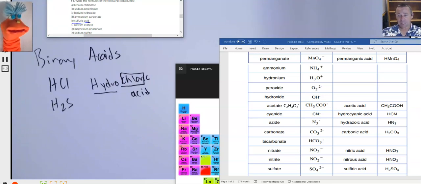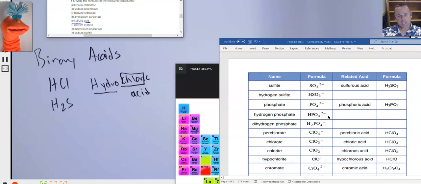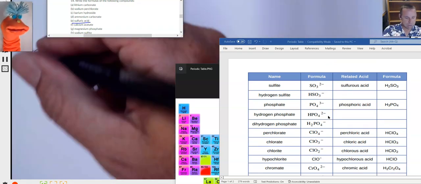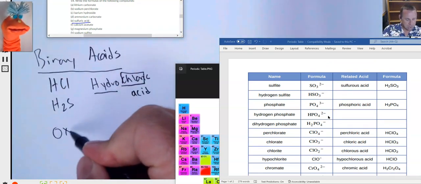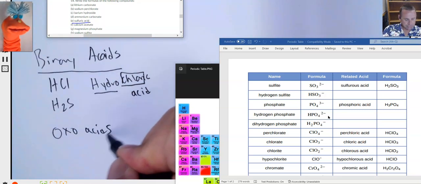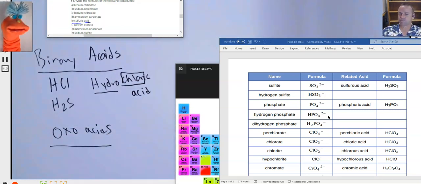So to name acids that are not binary, we need to get our polyatomic ion chart. All right? We get our polyatomic ion chart, and we look for the polyatomic ion that corresponds to the acid here, sulfur-ic, right? And the way to name polyatomic ion acids, or what we call oxoacids, so there's binary acids and oxoacids. Oxoacids are acids that were what? What do you think?